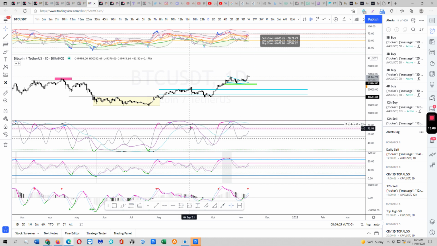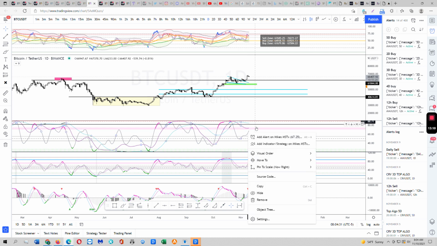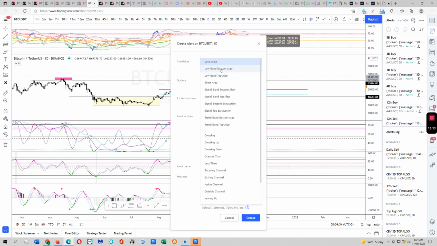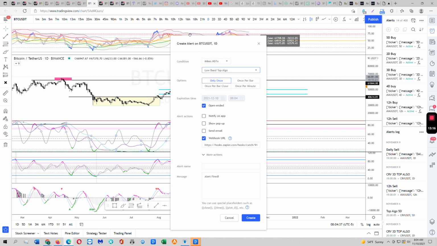Definitely. If your MSTX on the daily turns red again, add alert. Low band algo top. Put an alert over there for the daily. Low band top algo alert. Daily, low band top alert. Bears flexing. This way, if it hits our Discord, low band daily. If it hits our Discord, once per bar close. No, I only want to do it once. Yeah, just we'll do it once. This way we know what it is. It'll hit our Discord, okay?